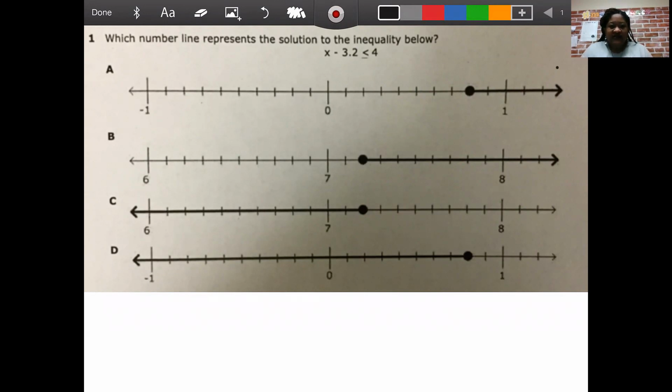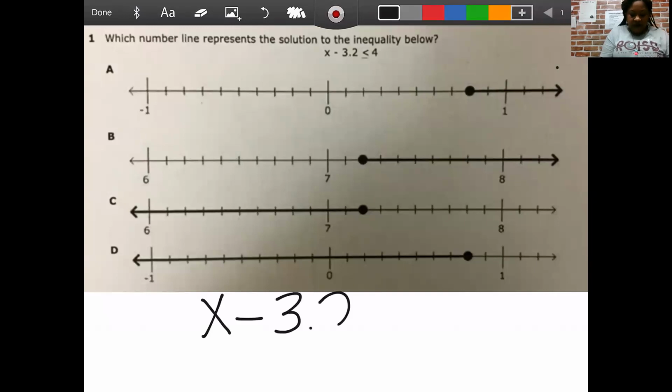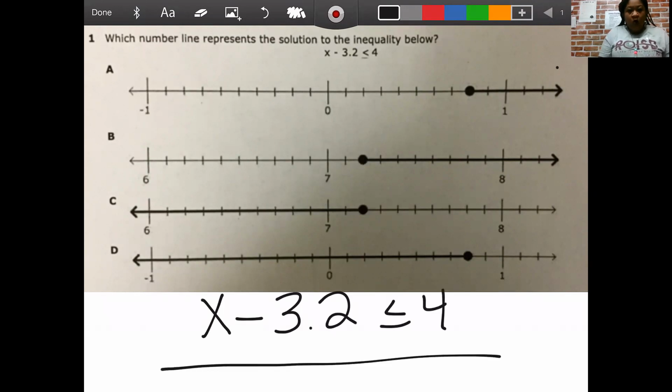So number one, x minus 3.2 is less than or equal to 4. Remember, your goal is to isolate the x. That means you need to get the x by itself. If you have negative 3.2, what's the only number that you can add to negative 3.2 on a number line to get you to 0? 3.2. Remember 0 pairs? We talked about 0 pairs.